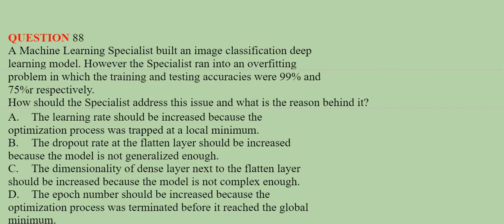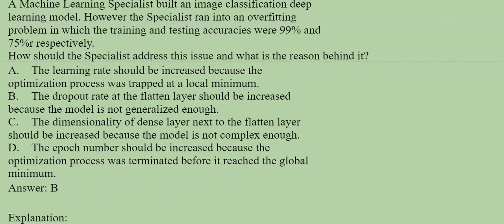Option C: The dimensionality of the dense layer next to the flattened layer should be increased because the model is not complex enough. Option D: The epoch number should be increased because the optimization process was terminated before it reached the global minimum. Correct answer is option B.